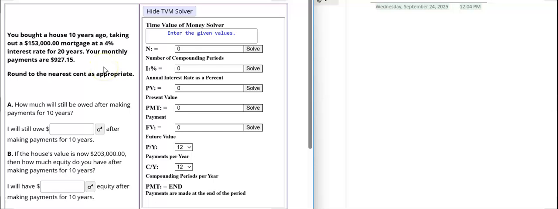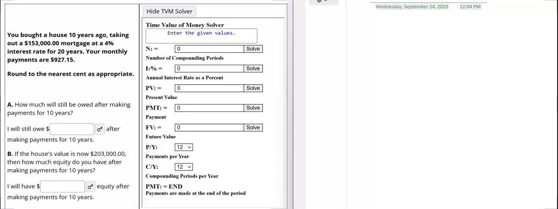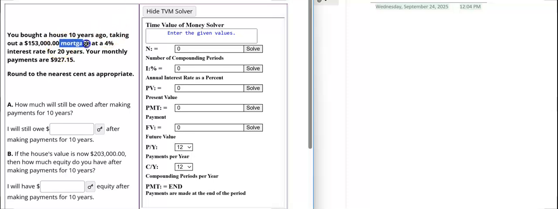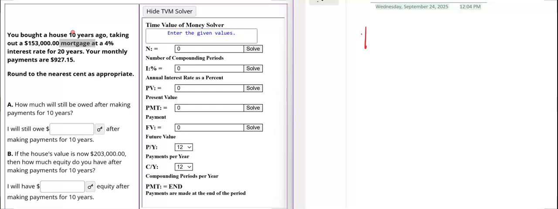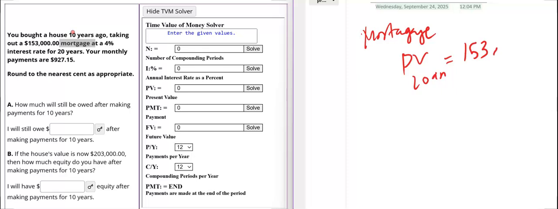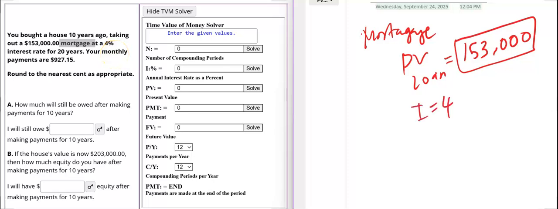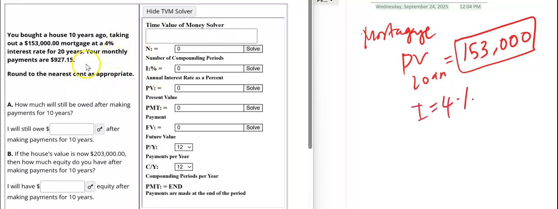You bought the house 10 years ago, taking out a $153,000 loan, a mortgage. So remember that a mortgage is a part of the loan to buy the house. So here, a mortgage is the present value, which is the loan, $153,000. Okay, that's the loan. The interest rate is 4%, so I equals 4% in the TVM solver, and of course the time for the loan is 20 years.